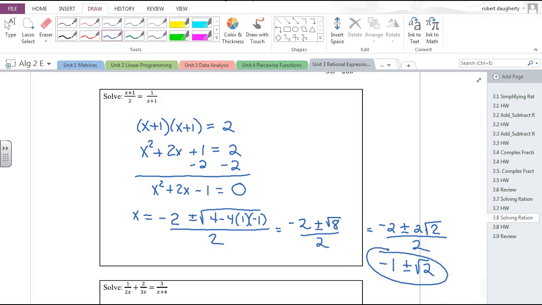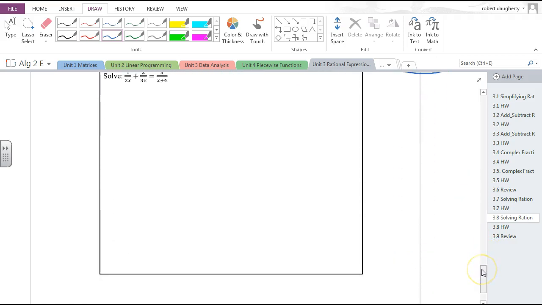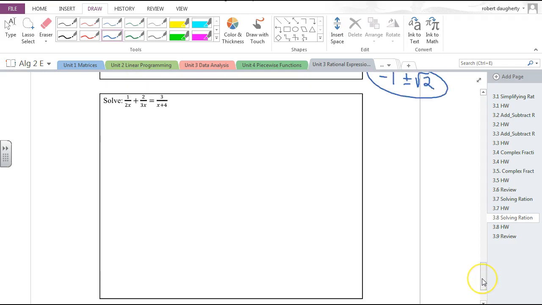So don't feel like you're a failure in life if you get to one of these problems and you have to use a quadratic formula. You were born for this, okay? This is your destiny. You know how to do that. Let's look at the next one here.